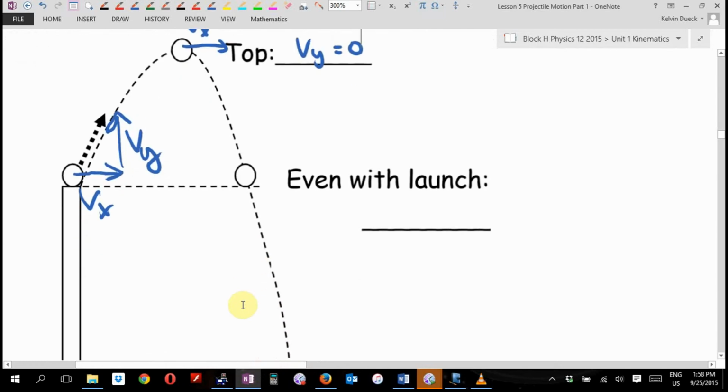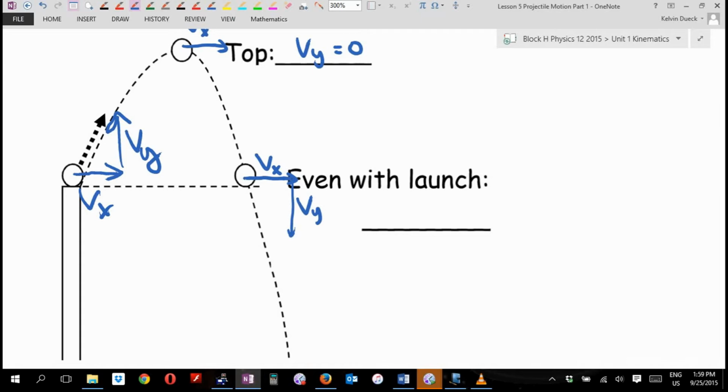What about even with launch? I would still have the same Vx. Which way would Vy be pointing? Downwards. How big would Vy be compared to when we left the cliff? The same. And then Clay, what were you going to say? Negative. I'll just do that. By the way, I don't need to put a negative in front of it because the arrow points negative. Yes? And then as it keeps falling, what's going to happen to the magnitude of Vy?